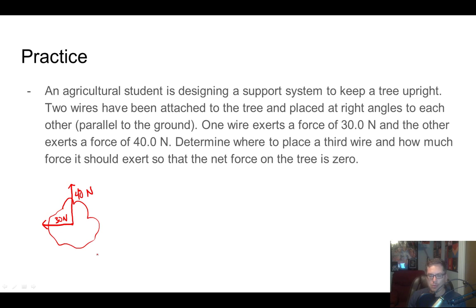So we need to come up with some third force that's going to come out this way somewhere, right, in order to counteract these two forces. Now let's think here for a second. So we need to come up with this force here.